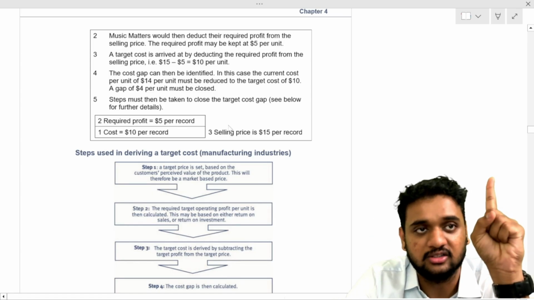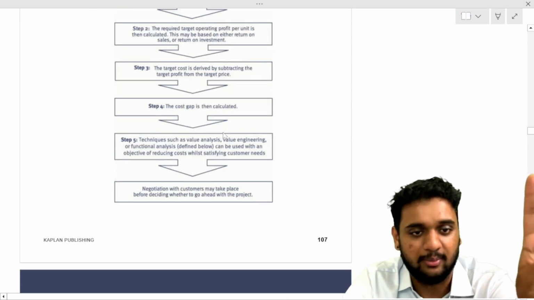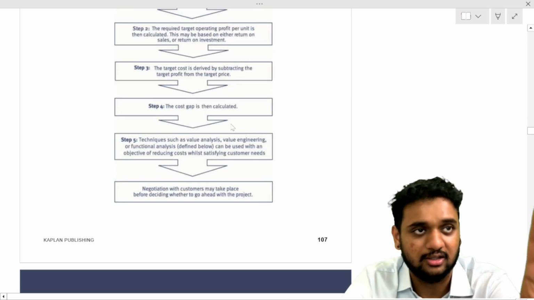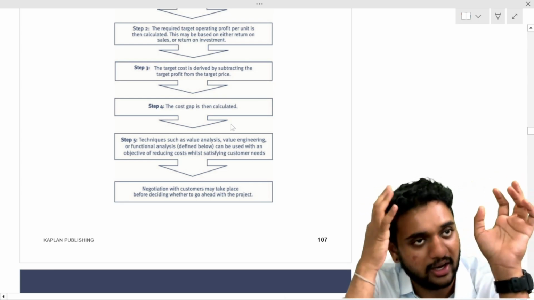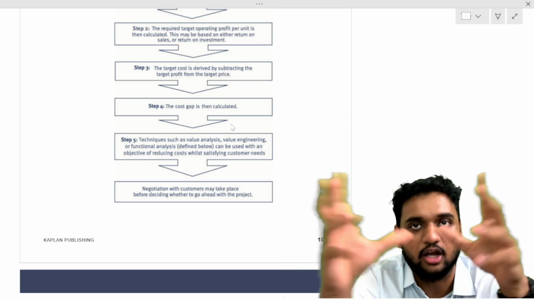What do we need first? The target selling price. After that, what will you do? Subtract the target profit. If you subtract both, what will you get? The target cost. Now, our cost minus target cost, what will you get? The cost gap. Our cost minus target cost gives you the cost gap.